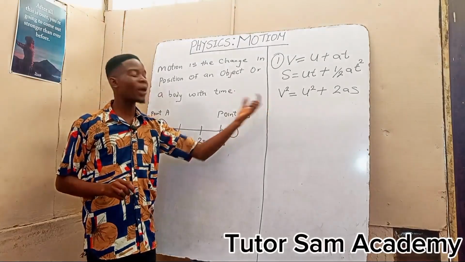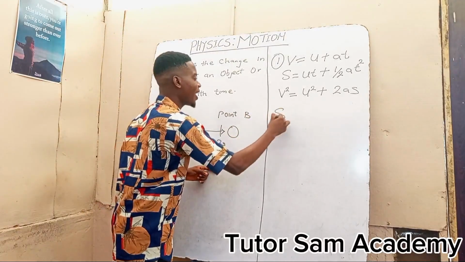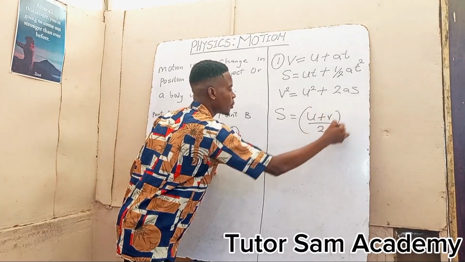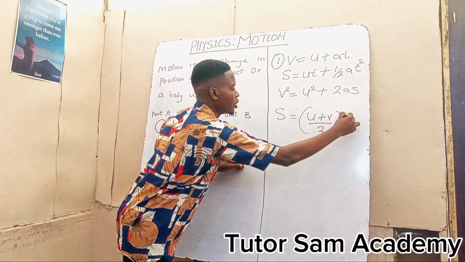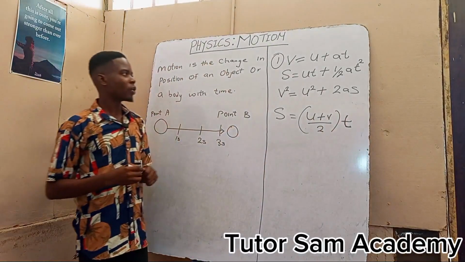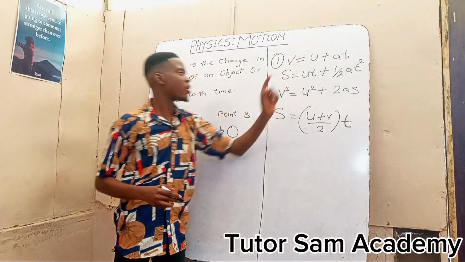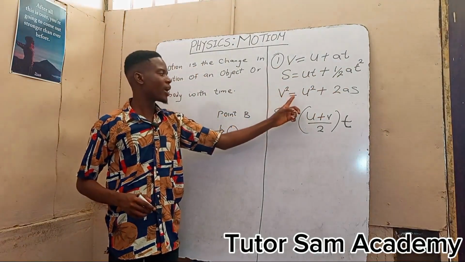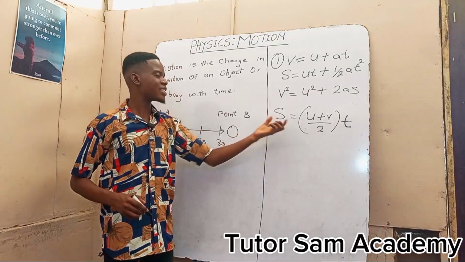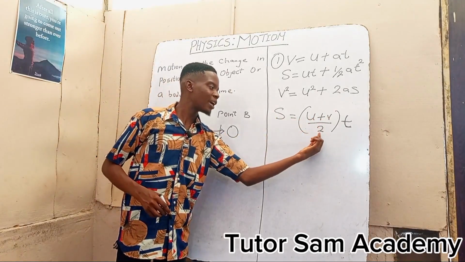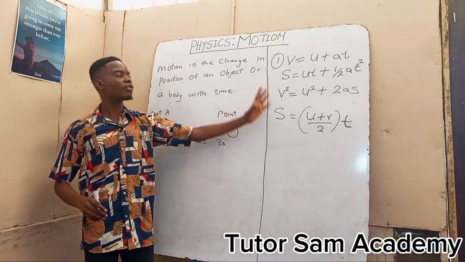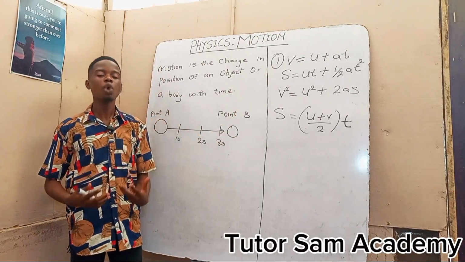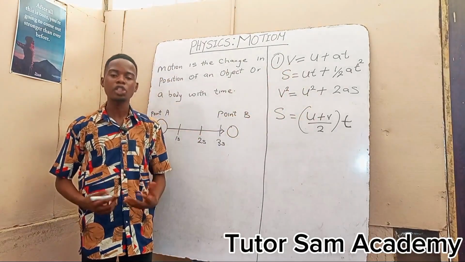We have a minor equation of motion, which is S is equal to U plus V all over 2, bracket T. So these are the 4 equations of motion. V is equal to U plus AT. S is equal to UT plus half AT square. V square is equal to U square plus 2AS. S is equal to U plus V all divided by 2 into bracket T. I'm going to define each parameter here so that we know what each of them stands for.